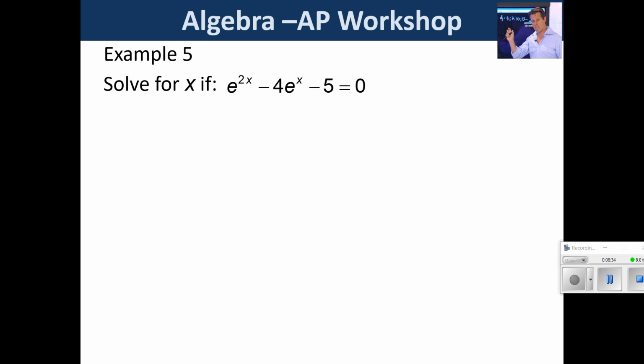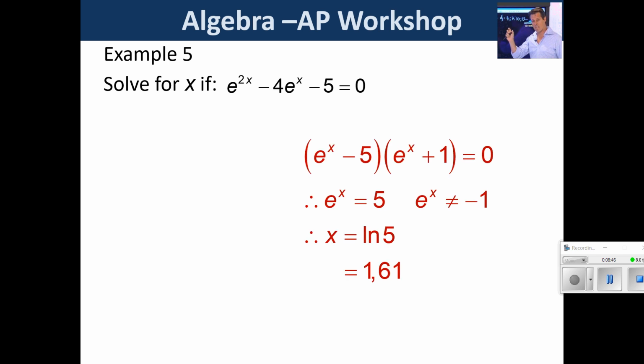Then example 5, we're going to solve for some equations involving e. I hope that all of you will recognize that this is 2:1, the exponent, which means it's a quadratic, so it's a k method. You can use k method, or you can see that this factorizes quite nicely. So you should get e to the x minus 5, e to the x plus 1. Solve for each. E to the x is 5, so therefore x is the ln of 5, which I've gone in further with my calculator.